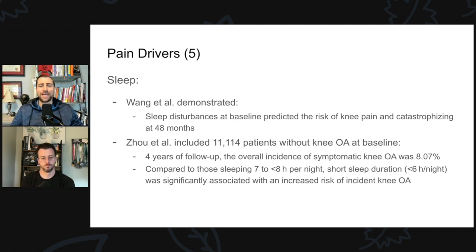Another study, Zhao et al., included 11,000 patients, so a high-powered study, with knee OA at baseline. And at the 4-year follow-up, the overall incidence of symptomatic knee osteoarthritis was 8%, right? Compared to those sleeping 7 to 8 hours per night, a short sleep duration, which is defined as less than 6 hours per night, was significantly associated with an increased risk of incident knee osteoarthritis.